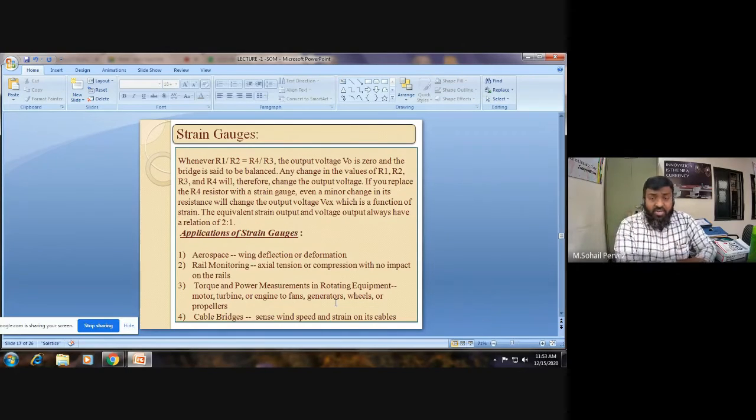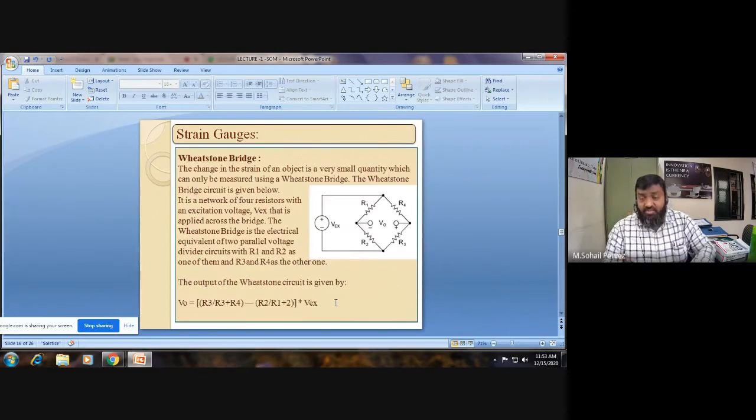Now, the equivalent strain output and voltage output always have a relation of 2:1. These are the calibrations. Say for example, I am applying these 2 probes on a certain piece. Here I have applied these probes of R2. Since I know the resistances of R1, R2, R3 and R4, and at the output, that is at the VO, some galvanometer is attached. I'm using the correct technical name, galvanometer. And the galvanometer was showing 0. Yes, it has to show 0. And we say that the bridge is balanced.